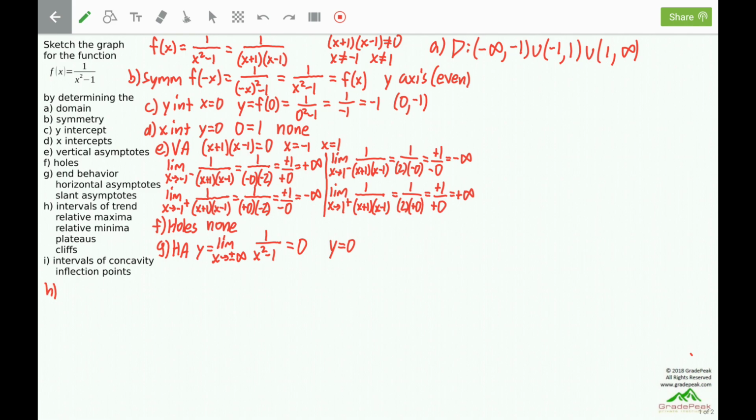For part H, we want to determine the intervals of trend, relative maxima, relative minima, plateaus, and cliffs. All of this involves the first derivative, f prime of x. It will take a little bit of room to work out the first derivative, so this can be done on another page.